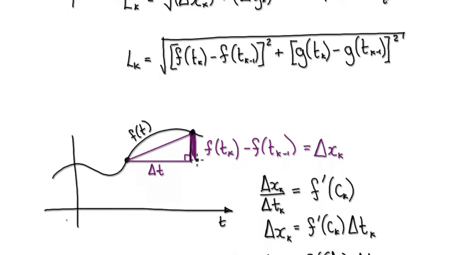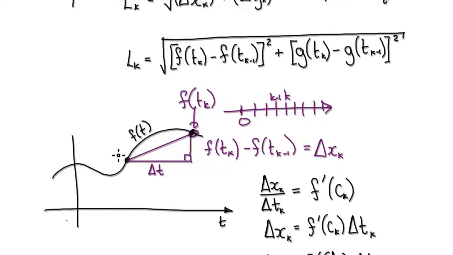So this height here is given by f of tk. F of tk is here. Remember, everything's driven in terms of time. This is our time. We split our time up into lots of different segments. This is k here, this is k minus 1. So this point here is f of tk, and this thing here is f of tk minus 1.